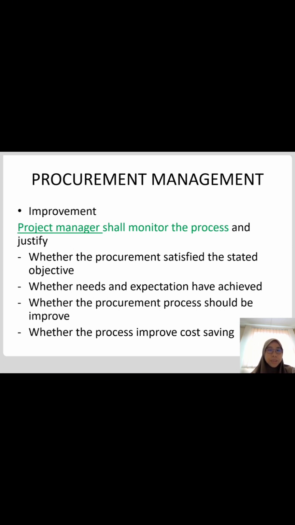In improvement process, the project manager shall monitor the process and justify, first, whether the procurement satisfied the stated objective; second, whether needs and expectations have been achieved; third, whether the procurement processes should be improved; and fourth, whether the process improvement gives cost saving or not.